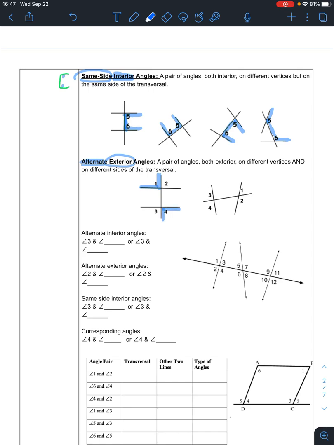the transversal. Now, that's important because 1 and 2, angle 1 and angle 2, they share that vertex, but they are called a linear pair. So when you've got those two, when they share a vertex, like 1 and 2 share that vertex, that green dot right there, they're a linear pair. So they have to be on different vertices. So 1 is up on the top, 4 is down on the bottom.